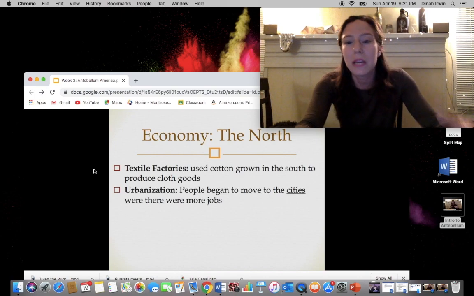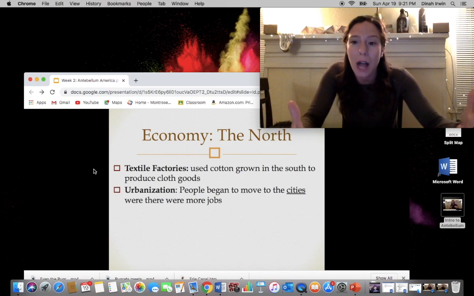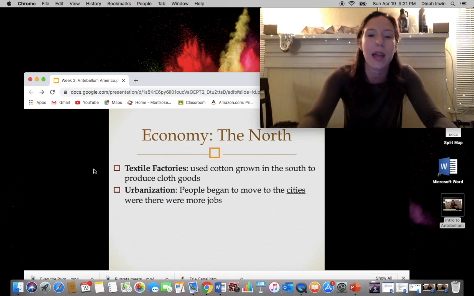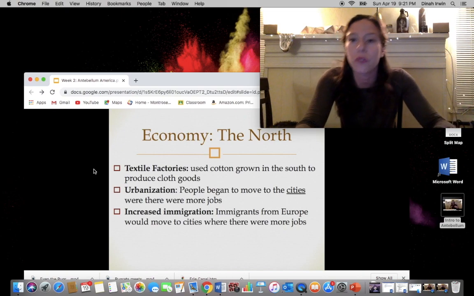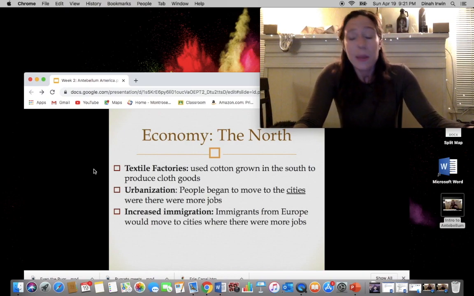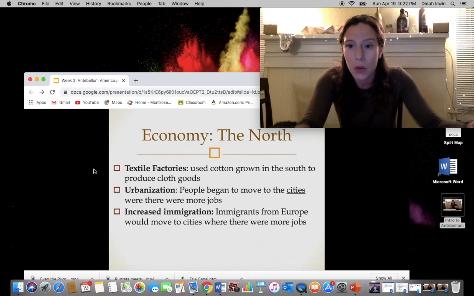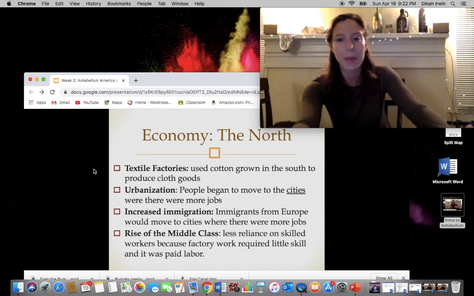Urbanization is when people are going to be moving to cities, because that's where the jobs are. That's where factories are, okay? We're also going to see a major increase in immigration from Europe, okay? Because we hear, oh, there's jobs in America. Oh, if you go to America, you can get a job right off the ship, right? So immigration is going to increase, and they're going to go where the jobs are, which is in the North. And then we see the rise of the middle class, okay?